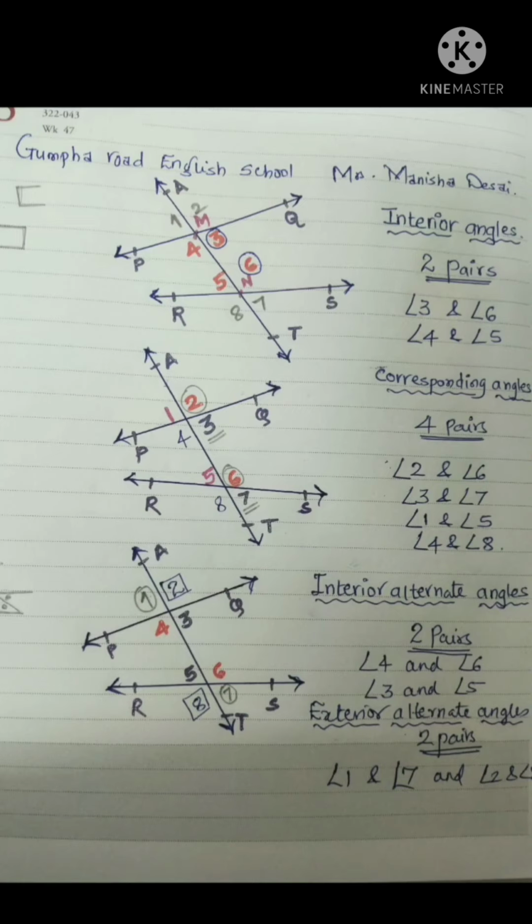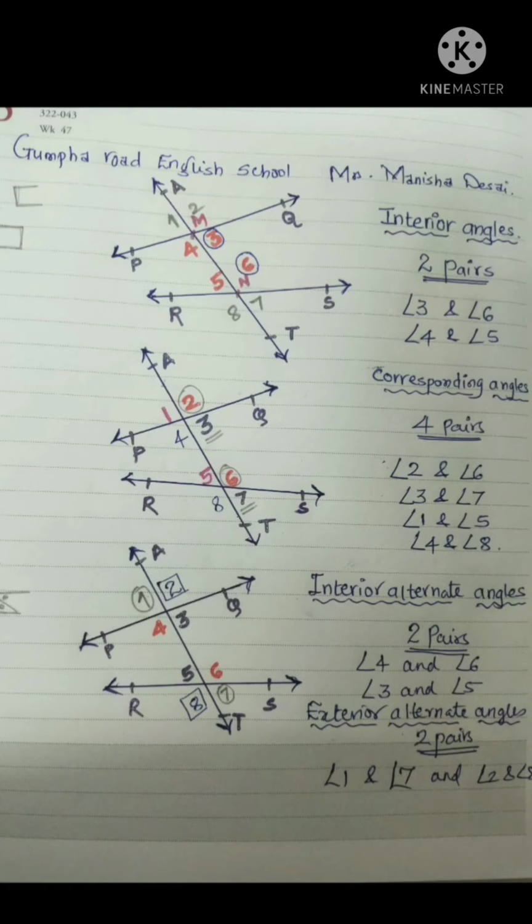Observe the figure carefully. Four angles are formed at point M. They are angles 1, 2, 3 and 4. And the other four angles are formed at point N, that are 5, 6, 7 and 8.